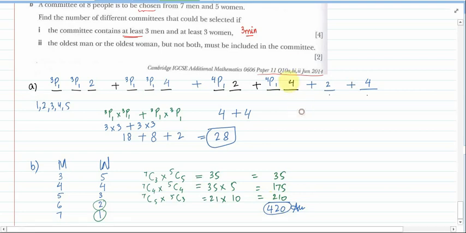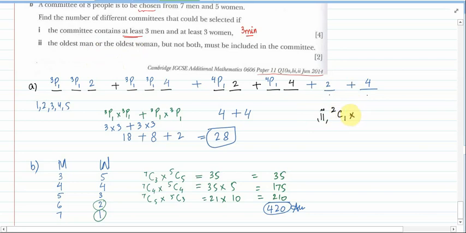For the next part, it says the oldest man or the oldest woman, but not both, must be included in the committee. It means that out of 7 men, one is the oldest, and out of 5 women, one is the oldest woman. So for the second part, either the oldest man or the oldest woman, but not both. There are a total of two, and out of these two we need to select one.